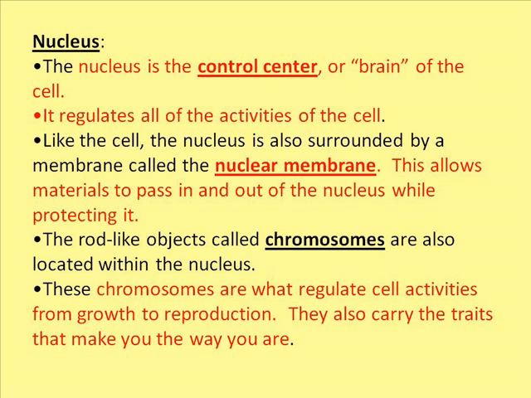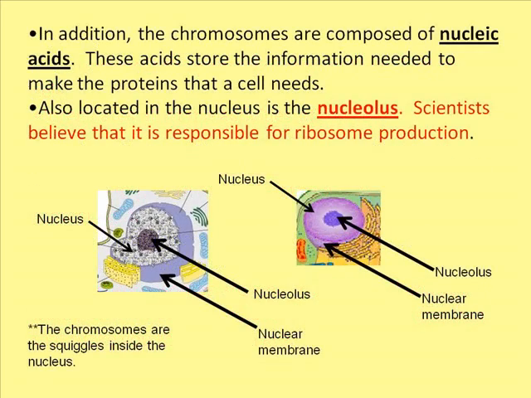Inside of the nucleus, you have little structures called chromosomes. These are going to be your genetic material. When we study genetics second 9 weeks, we're going to be talking about why you look the way you do. And these chromosomes are what carry the traits that make you the way you are. These chromosomes are actually going to be made of nucleic acids. So if you've ever heard the term DNA, the NA portion means nucleic acid. So that's going to be your genetic material.